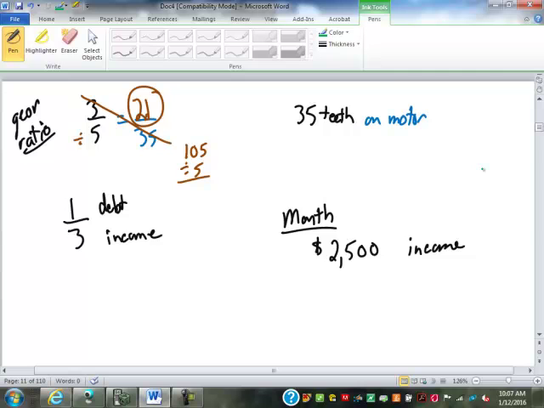It's the only car I know of in the area that's that much. So anyway, you want to say a $10,000 car? Yeah. Okay, so a $10,000 car is about $200 a month.